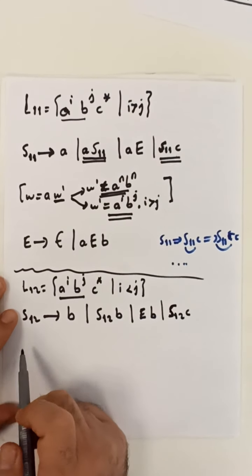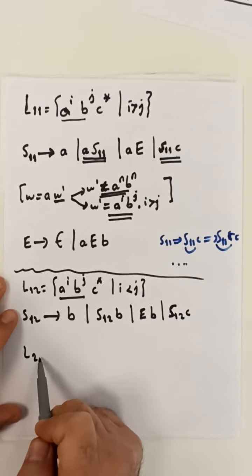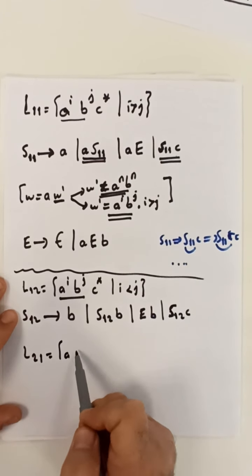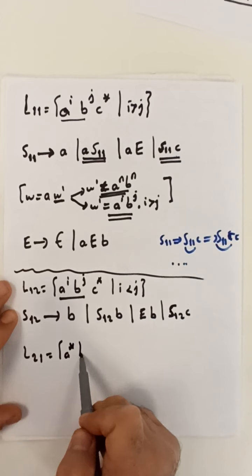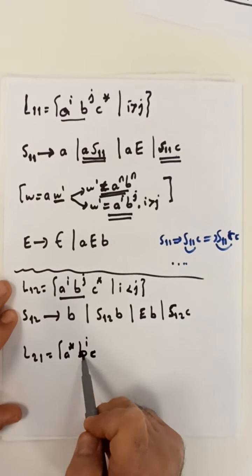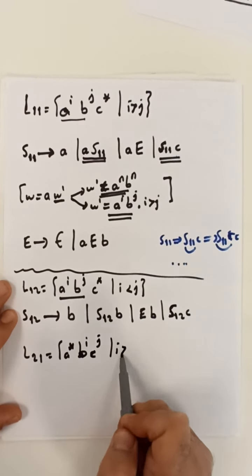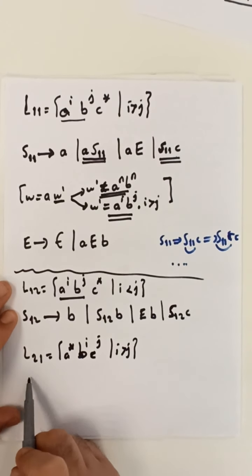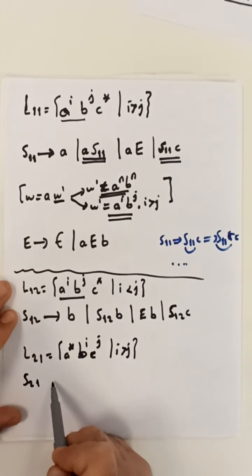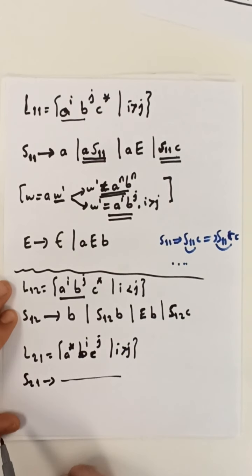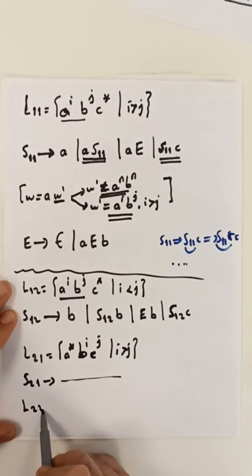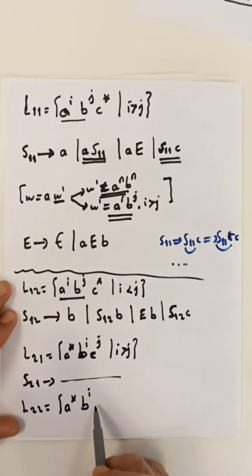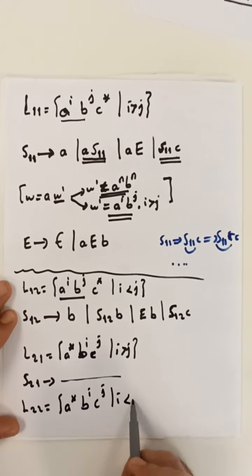Remember that we had created language L21 as well, such that A star, B to the I, C to the J, such that I is greater than J. I will not write down the grammar corresponding to this one, but you can, as an exercise, write down the grammar for this. Finally, we define the language L22, A star, B to the I, C to the J, such that I is less than J.